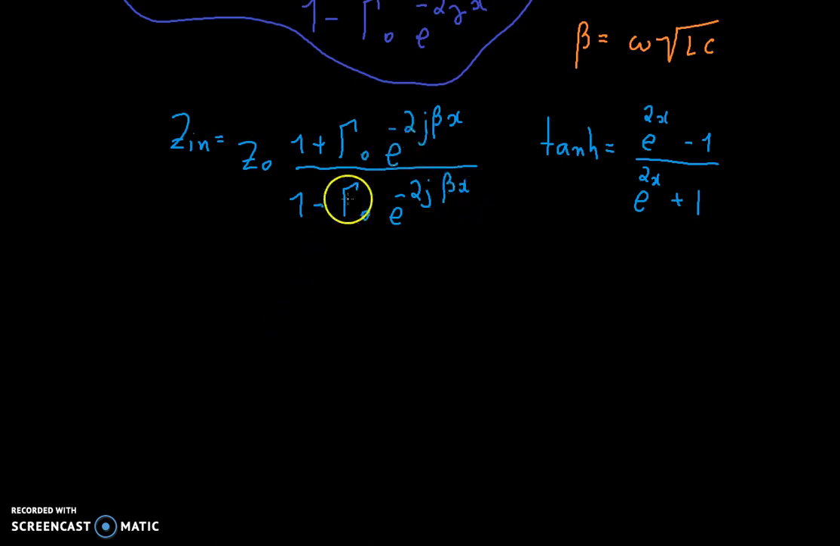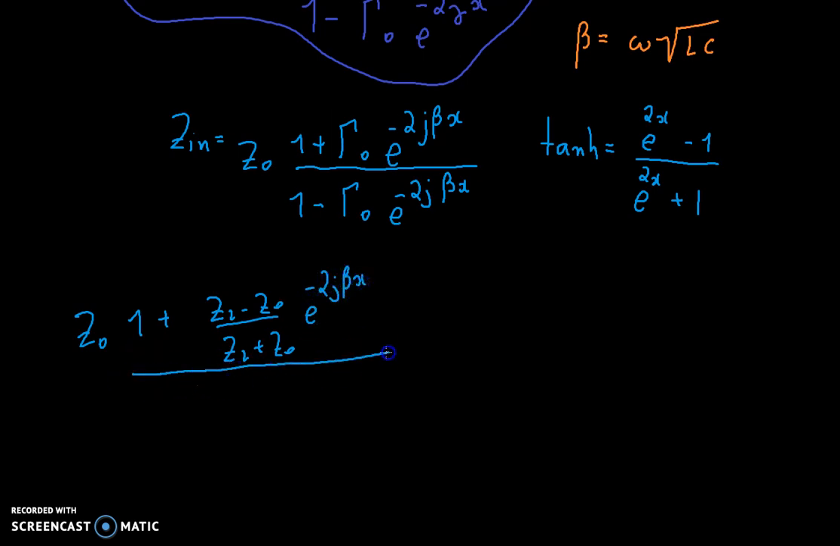So first of all, let us substitute for gamma naught. Remember that gamma naught is equal to ZL minus Z naught divided by ZL plus Z naught. So let us substitute that in here. So we get Z naught times 1 plus ZL minus Z naught divided by ZL plus Z naught times e to the minus 2j beta x, all of this divided by 1 minus ZL minus Z naught divided by ZL plus Z naught times e to the minus 2j beta x.